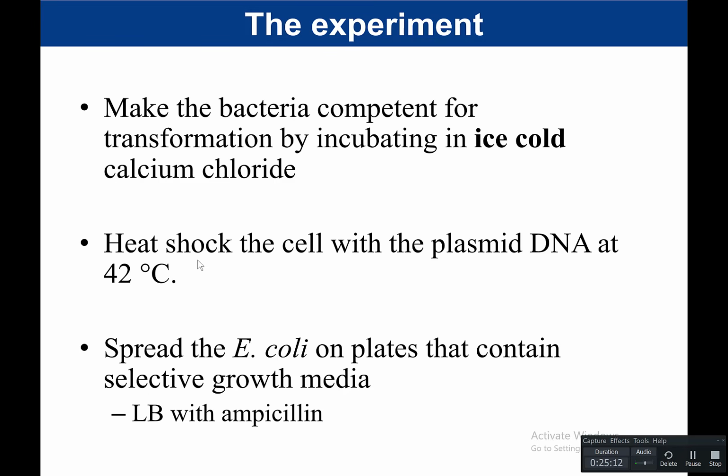Once we heat shock and allow the bacteria to take up the DNA, then we need to select for bacteria that have our plasmid. And the way that we do it is we take those samples and we put them on a plate that has LB, being Luria broth. It's very nutrient rich, with ampicillin. And so only bacteria that have our plasmid will be resistant to the ampicillin and will grow. And so this allows us to select for bacteria that have our plasmid.